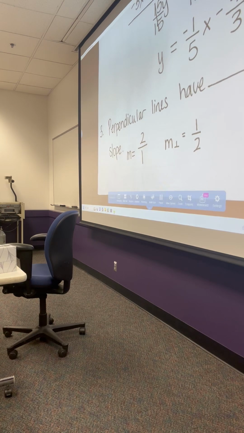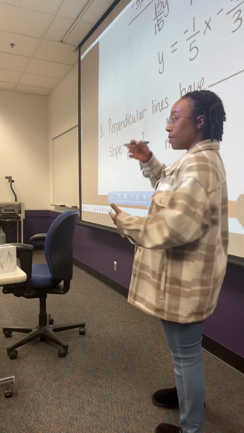What do I need to add to this? A negative, because it has to be the opposite. Opposite means it was positive, now it's negative. Reciprocal means it was 2 over 1, now I flip it around to make it 1 over 2, yes.